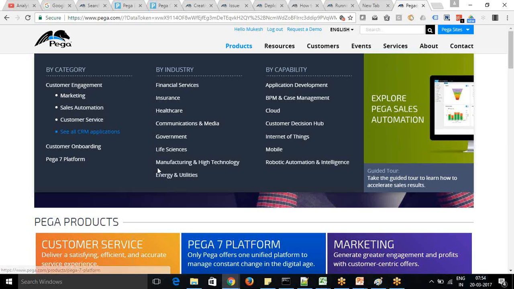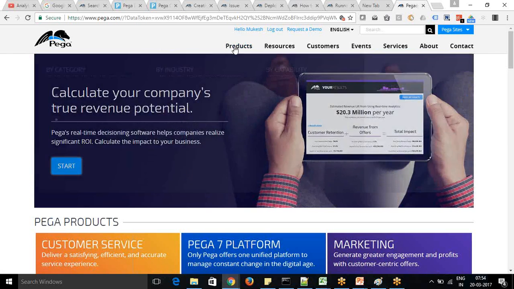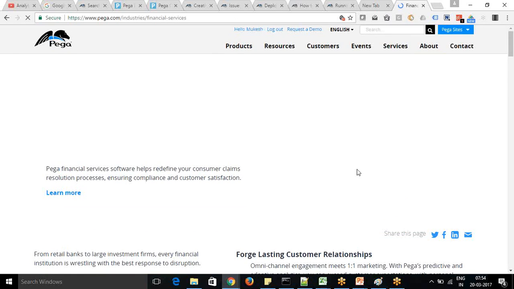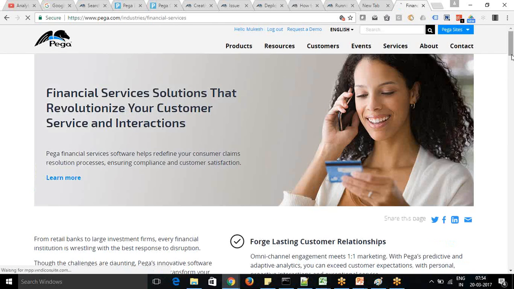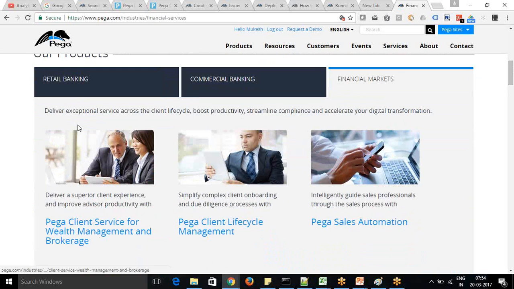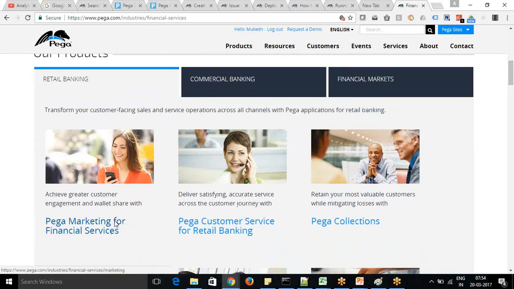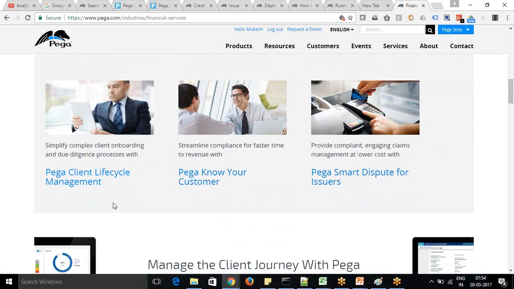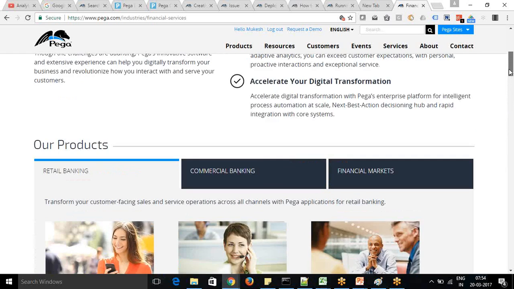Based on your industry, you can go with more products within that. If you go with financial service, within it you have different products like KYC, smart dispute. Say with retail banking, you have marketing, customer service, Pega collection, smart dispute, know your customer (KYC), and client lifecycle management. So those are the different products available for the financial sector.